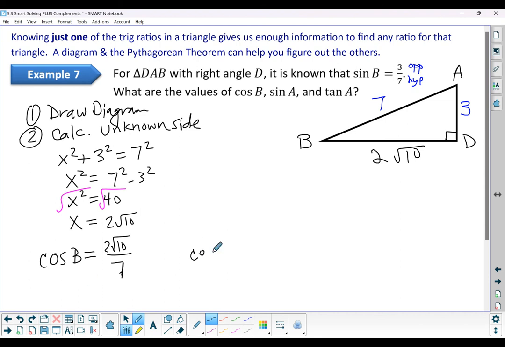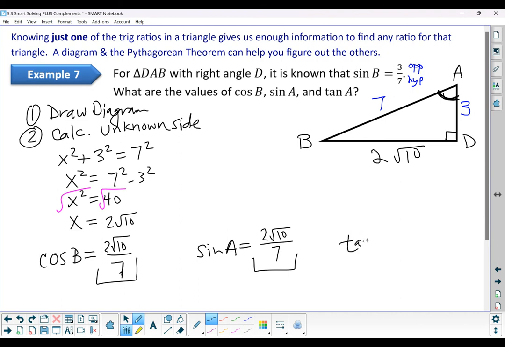Okay, the next thing we're finding is the sine of angle A. Well, from the perspective of angle A, the opposite side is 2 root 10, and the hypotenuse is 7. So the sine of A is equal to the cosine of B. Well, that's true. So we could have used that fact if we realized before we wrote down our ratio. We could have used that to answer the question. But yeah, these two are going to be the same.